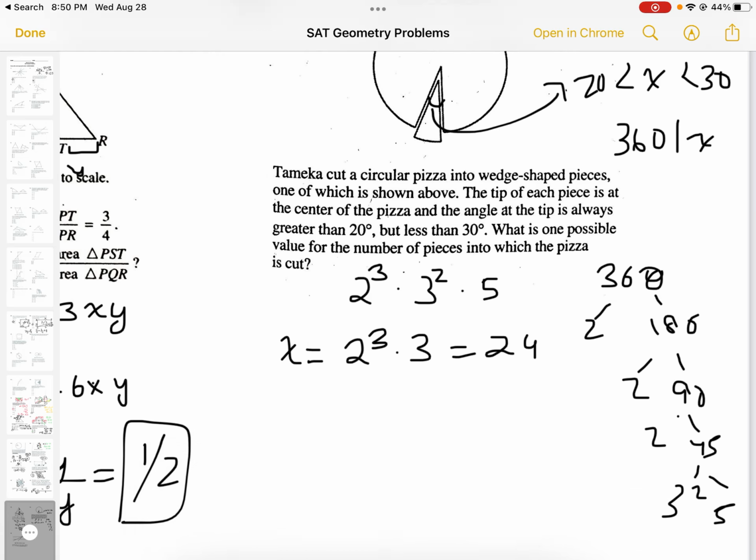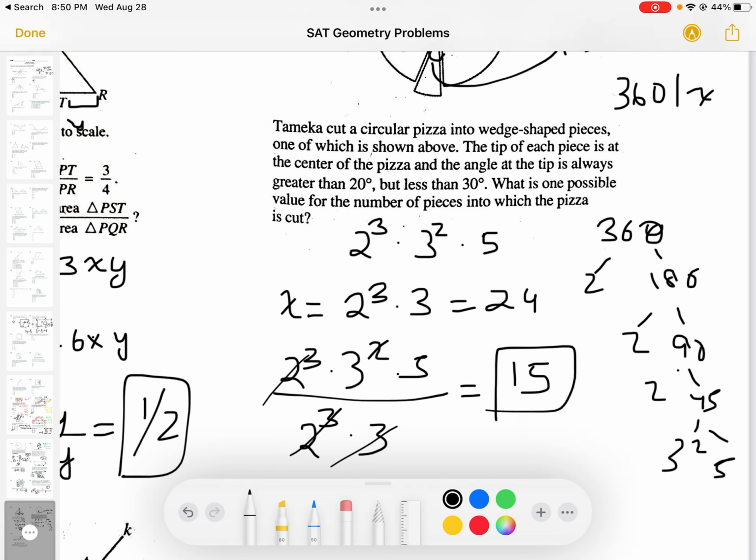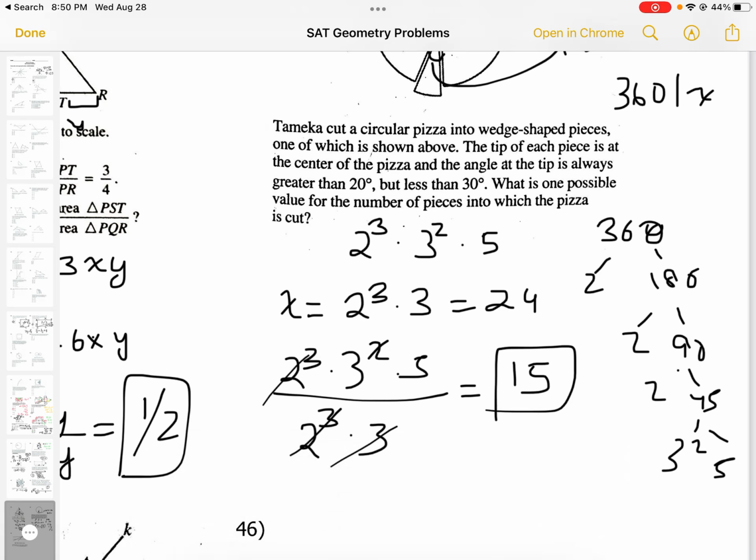Now we just have to figure out how many wedges we can cut. So this is just 360, which is 2 cubed times 3 squared times 5, divided by 24, which is 2 cubed times 3. The 2 cubes cancel. We get rid of a 3. This is just 3 times 5. This is 15. And that's one possible value.